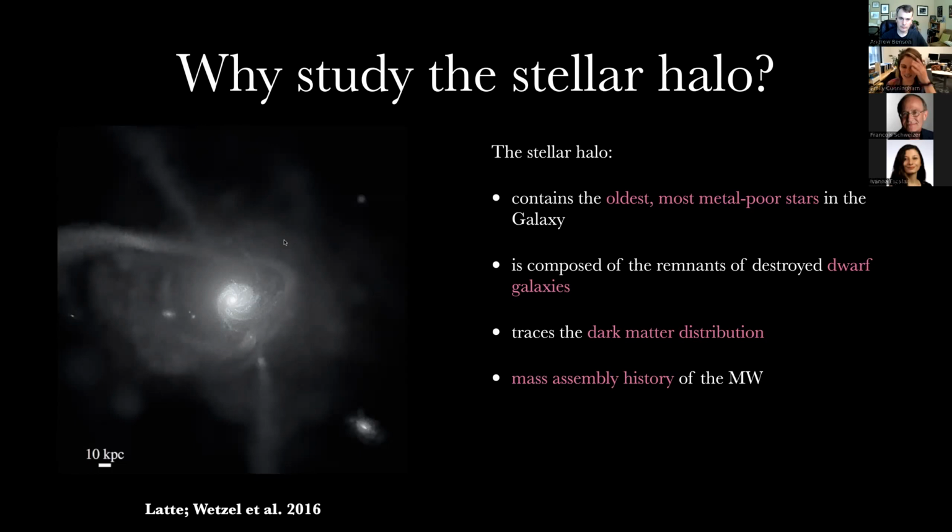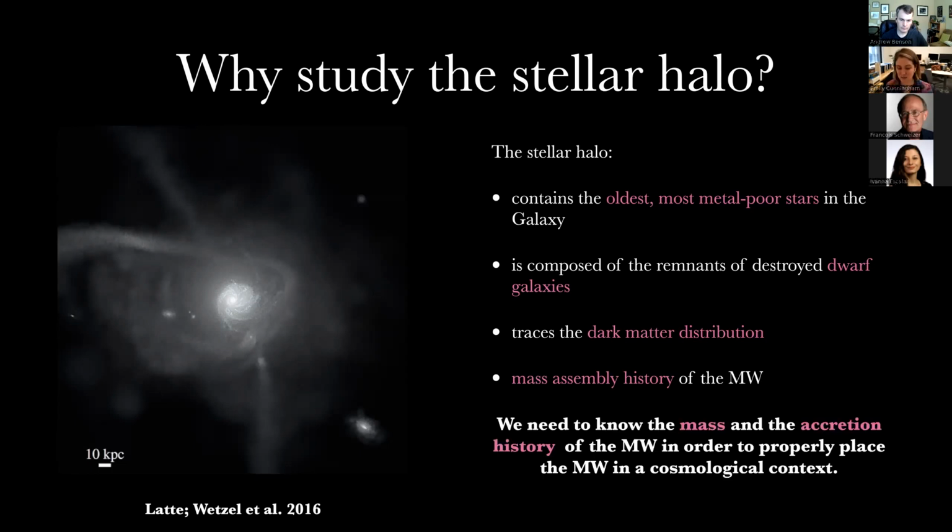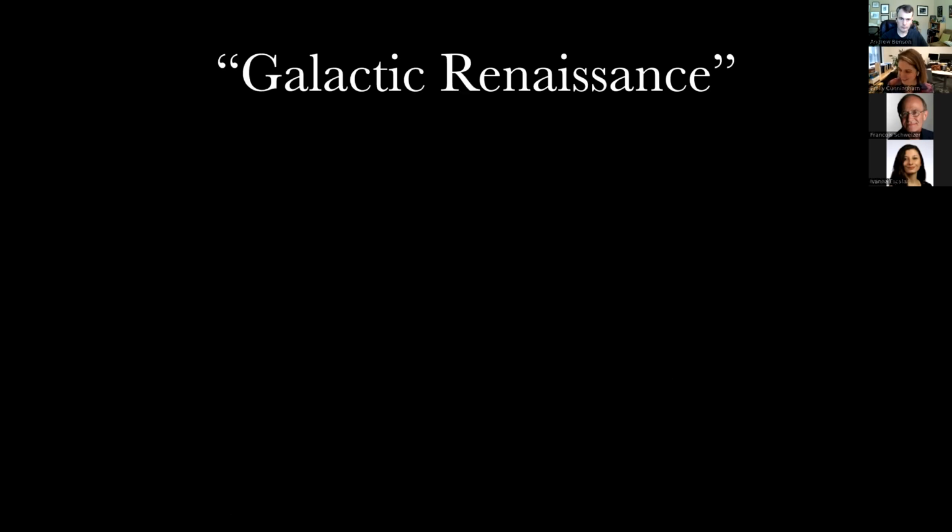We were very interested in reconstructing this mass assembly history, or this accretion history of the Milky Way, in order to properly place the Milky Way in a cosmological context. So to address many of these issues, what we need, as I stated previously, are kinematic information and chemical information. And the good news is that we already have a lot of it, and we're gonna get even more.